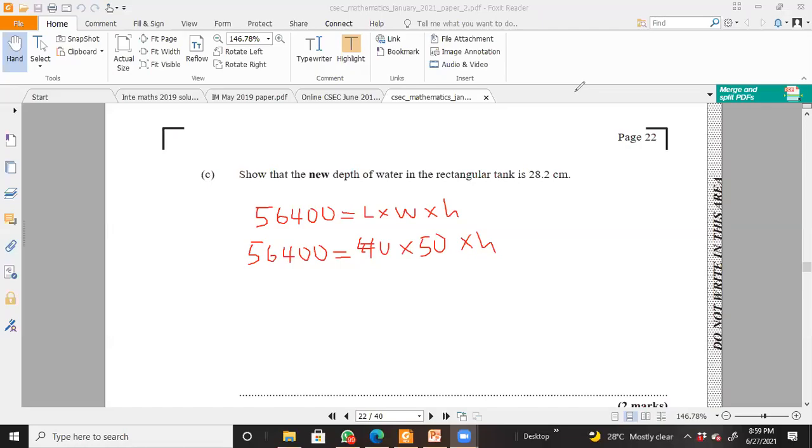All right, so we want to find a new height. So in this case here, we are going to say 56,400. You multiply 50 times 40 times 50, what do I get? I get 2,000. 1,000. So we get 2,000 each. All right. They want to find h. So move this 2,000 to go and divide.